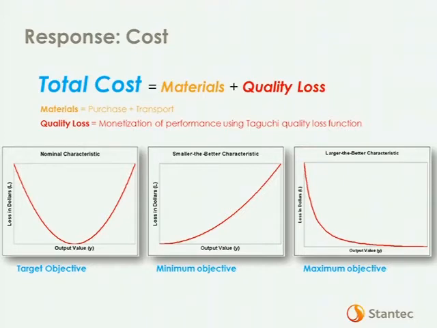So when we're trying to maximize plant growth, say, the closer we are to the maximum of plant growth, then there's very little quality loss cost. But the further we depart from the optimum or the maximized vegetation growth, then we incur quality loss costs and our total cost increases.